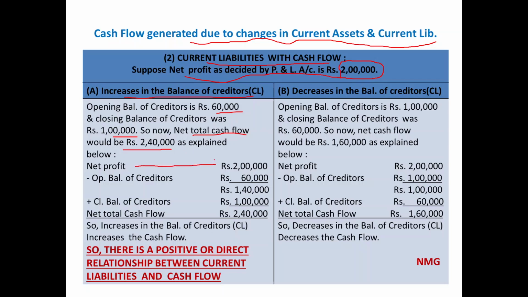Net profit, cash profit, rupees 2 lakh. Opening balance of creditors. As I told you, the maximum term of CAs or CL always would be 12 months. This balance would have been paid in the current year, 60,000. Now cash flow is 1 lakh 40,000. Closing balance of creditors at the end of the year is rupees 1 lakh. We are using this money of our suppliers in the form of credit purchases. This will be paid in the next year.